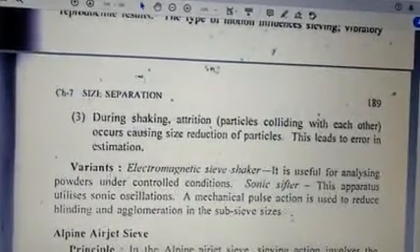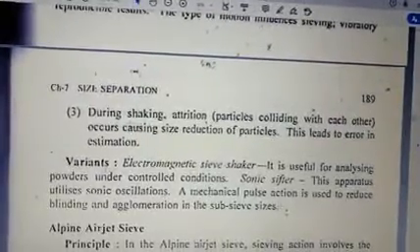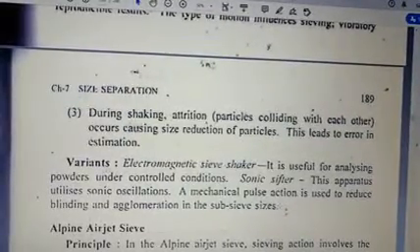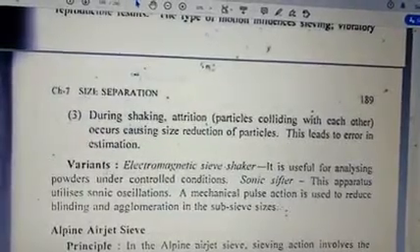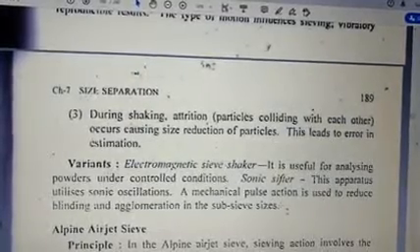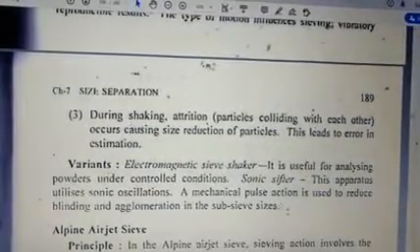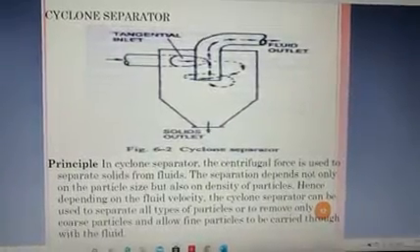See, variant means what is the modification in this? Electromagnetic sieve shaker. It is useful for analyzing powders under controlled condition. Then there is sonic sifter. Sonic means because of sound waves. This apparatus utilizes sonic oscillations. A mechanical pulse action is used to reduce blinding and agglomeration in the sub-sieves. So that was all about the first one, sieve shaker.